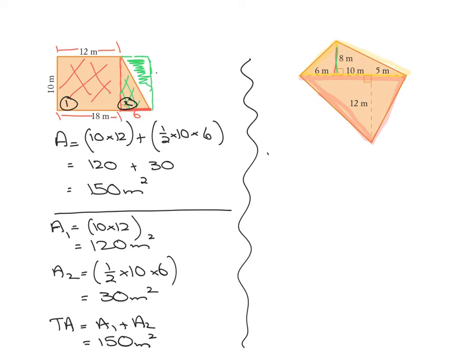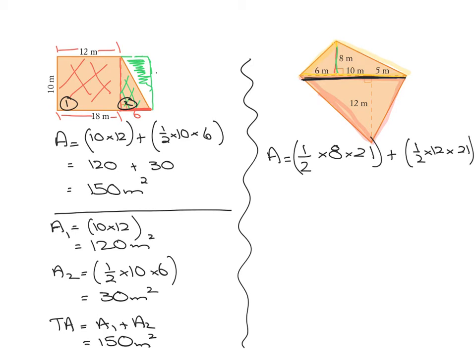So when I go to work out my area, I've got the base. First of all, half times the height times the base, and the base is from one end to the other. So in this case, it is 6 plus 10 plus 5, so it's going to be 21. And then I've got the second area, which again is half times the height times the base, which is 21.